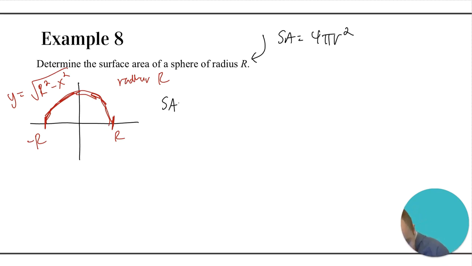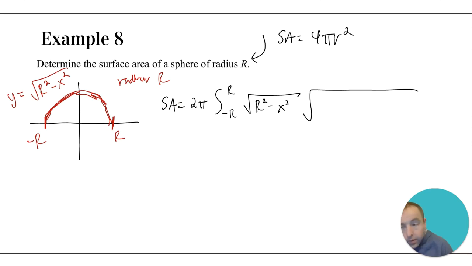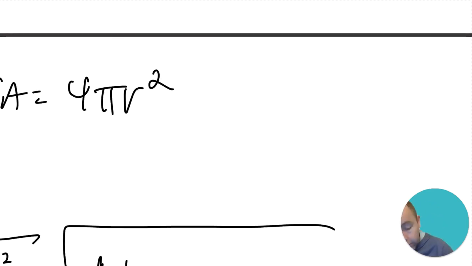So then surface area, by the integral definition of it, would be 2 pi, and we'd want to integrate from negative r to r of our function for this semicircle, which would be the square root of capital R squared minus x squared, times the square root of 1 plus, and then we need the derivative of our function squared. So I'm going to do a little bit of side work for this right here.